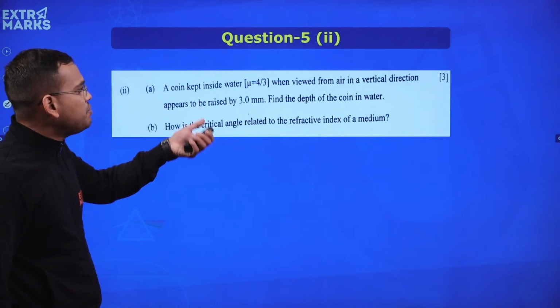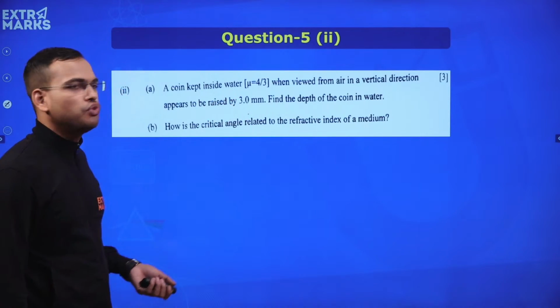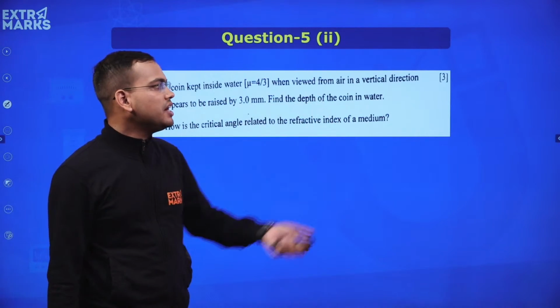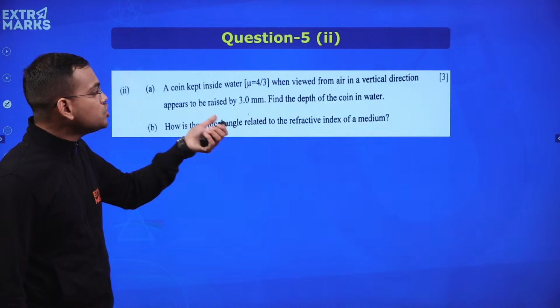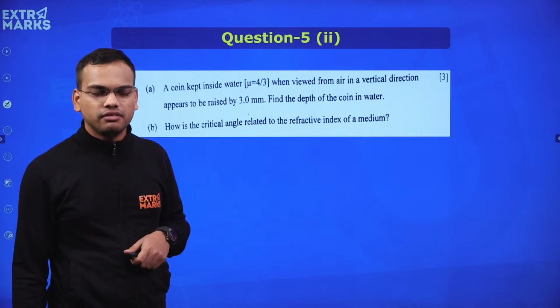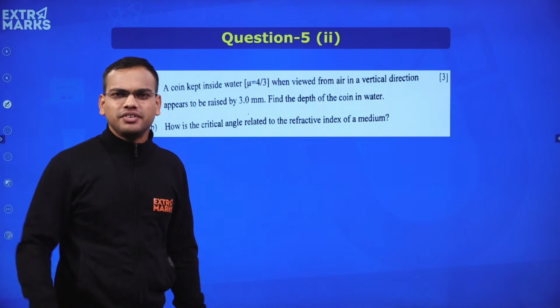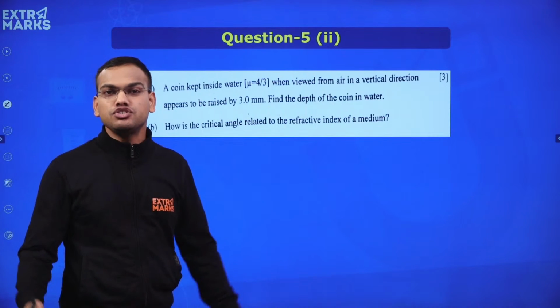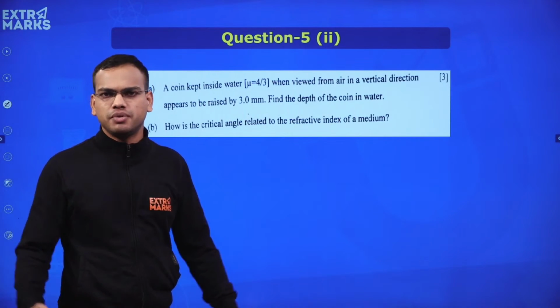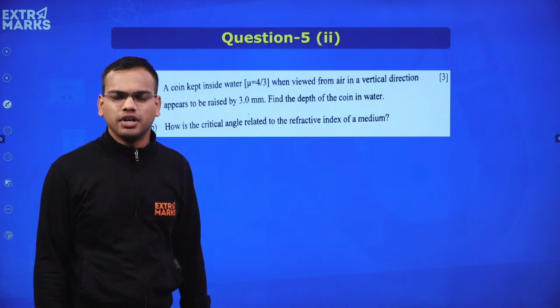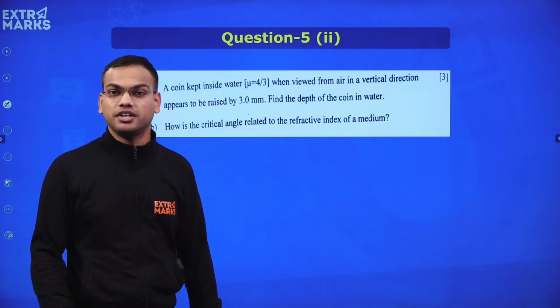A coin kept inside water, that is mu is equal to 4 by 3, when viewed from air in a vertical direction, appears to be raised by 3 millimeter. You all must have observed this, right? Whenever you visit a swimming pool, it feels like it is very shallow. And you suddenly jump into it and then you feel, okay, it is very deep, right?